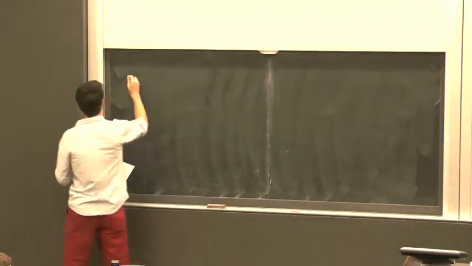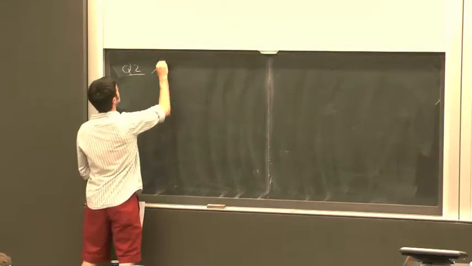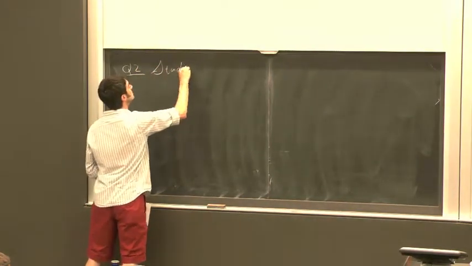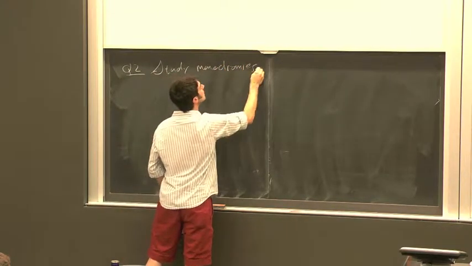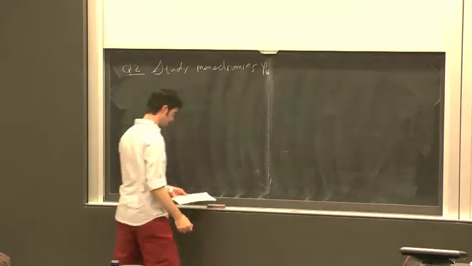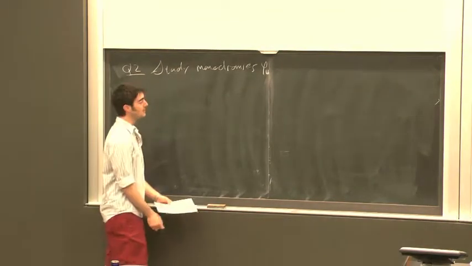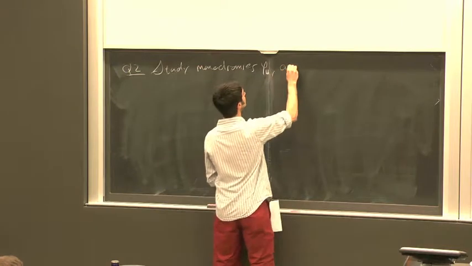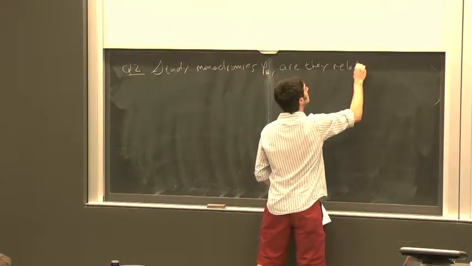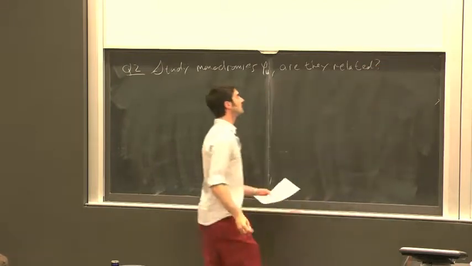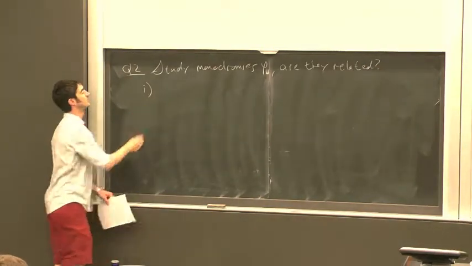Okay, so here's maybe another question. Question 2 is to study the monodromies. So I don't know, what do you want to know about them? Maybe are they related to each other in some way? There's a couple of ways you can think about this. Let me tell you a few things.